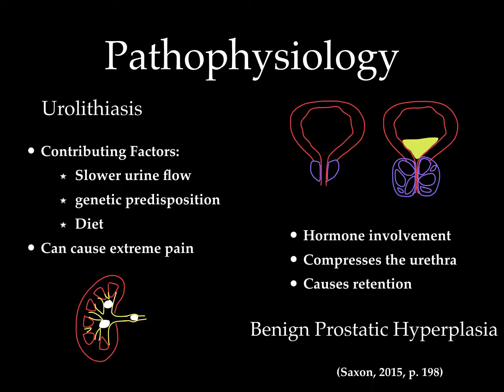The pathophysiology in relation to older adults. There is a greater chance for our patients to run into urinary problems and disorders with age. We will just look at a few of those on these slides. First, urolithiasis, otherwise known as kidney stones. Patients may have slower urine flow as they age. Genetic predisposition and diet may also contribute to the formation of stones.